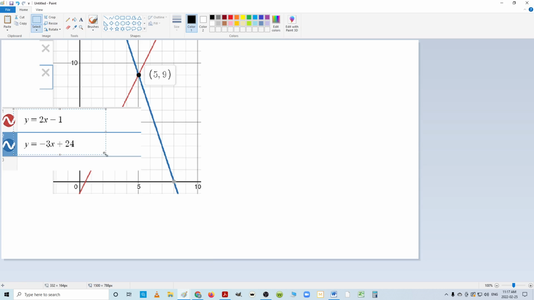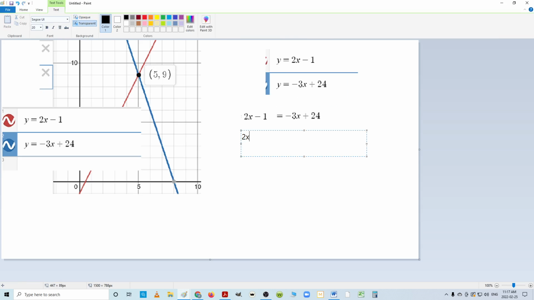Let's try a substitution. So we're going to make this equation equal this equation and see if we can come up with this 5 right here. Okay, I've got to get all my x's to one side. So I'm going to add 3x to both sides. And I'm left with 2x plus 3x. It's 5x minus 1. Now I want to get rid of that 1. So I'm going to add 1 to both sides.